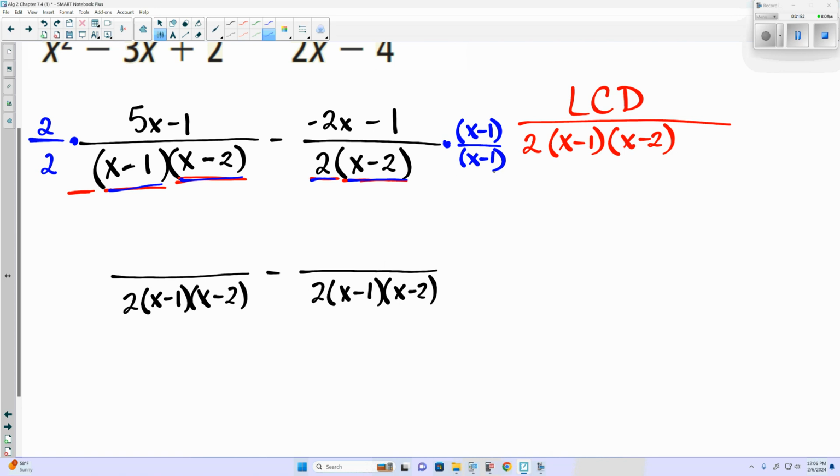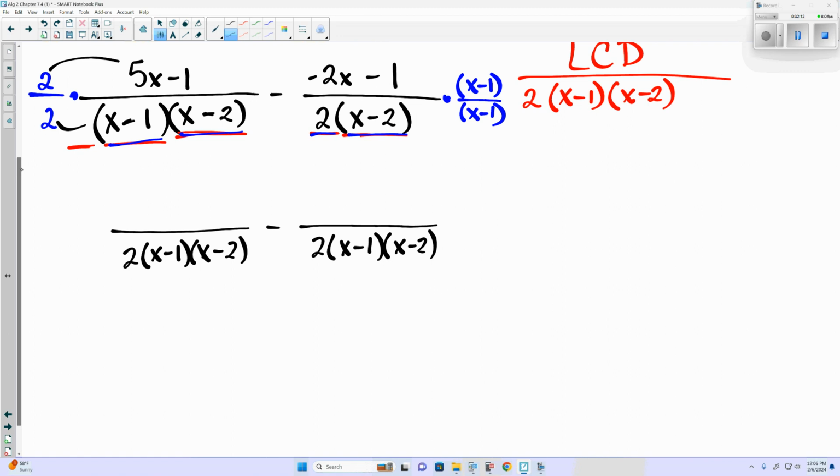Because if we do this multiplication of 2 over 2 on the left, and x minus 1 over x minus 1 on the right, we will get the denominators to be the same, because our 2 times x minus 1 times x minus 2 here becomes 2 times x minus 1 times x minus 2. The numerator, we can distribute this 2. We can multiply our 5x minus 1 by 2. Our 2 times 5x is 10x. Our 2 times negative 1 is negative 2. Giving us this here.